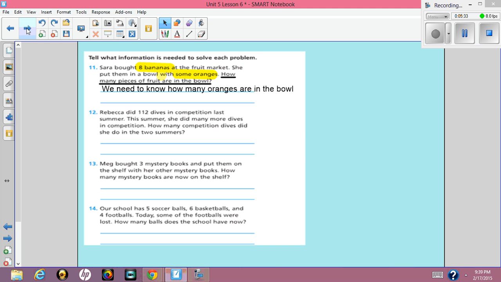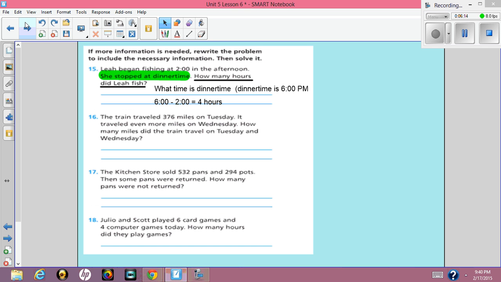Now this one indicates tell what information is needed to solve each problem. So we don't have enough information to actually solve it. It says Sarah bought 8 bananas at the fruit market. She put them in a bowl with some oranges. How many pieces of fruit are in the bowl? Well, we know she has 8 bananas, but we don't know how many oranges. So what do we need to know to solve this? We need to know how many oranges are in the bowl. Can we solve it without that information? No, we cannot. So you can look at these, and I'll bet you'll be able to glean the information we have and what we need to know to actually solve the problem.